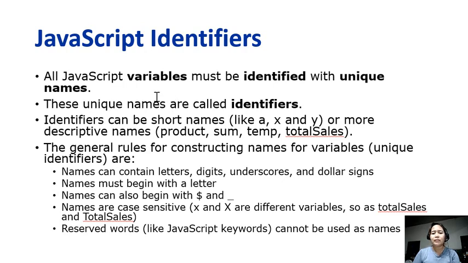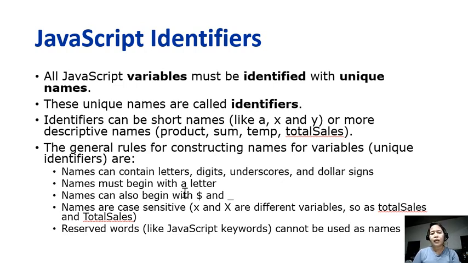So when you say JavaScript identifiers, these are like your variable names, and all JavaScript variables must be identified with unique names. Unique names are called identifiers, and they can be as short as A, B, C, or X and Y, or more descriptive like product, sum, temp, or total sales. This is the general rule for the naming convention as far as JavaScript identifiers are concerned.